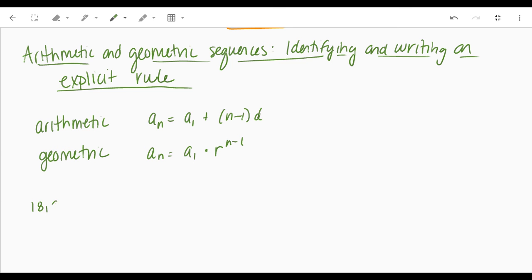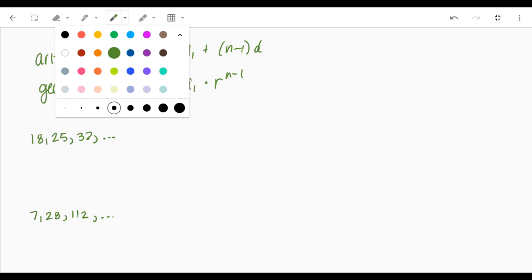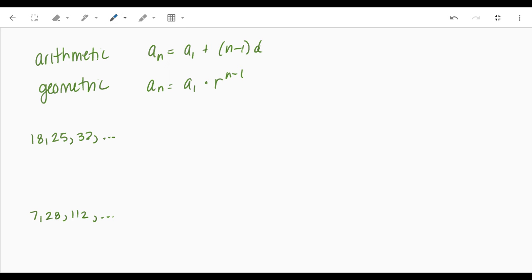Okay, so they give you two sequences here. We have 18, 25, 32. And then we have 7, 28, 112. Okay, so first thing that you have to do is figure out if it's arithmetic or geometric. Here, we'd add 7, right? So this is arithmetic.